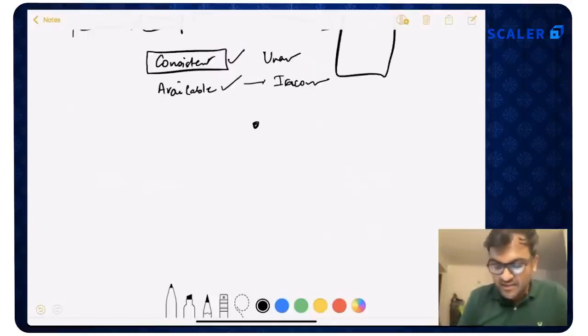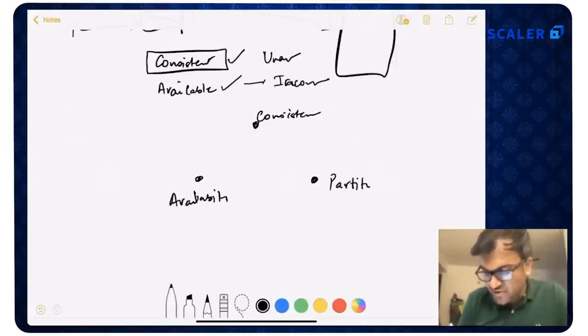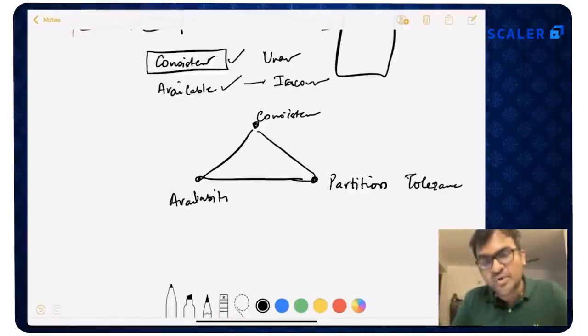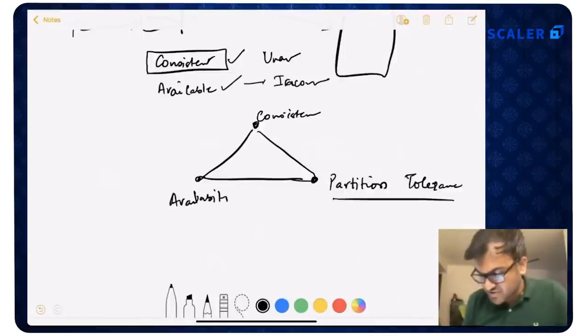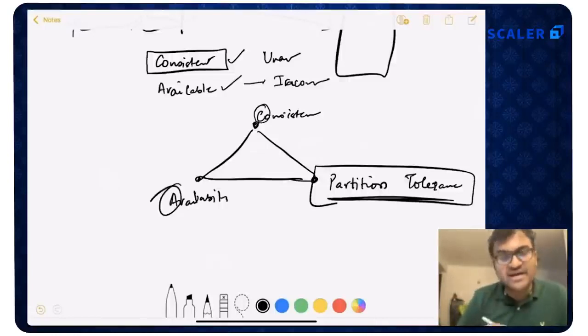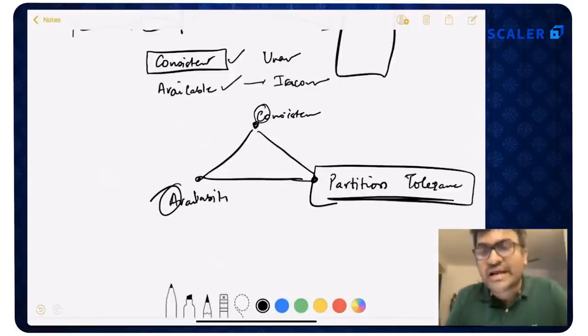CAP theorem says that if you have consistency, availability, and partition tolerance, then at a time you can only guarantee 2 out of these. You can't promise all 3 at the same time, which means when this network partition happens, I would have to choose between consistency and availability. I can't have both. That's the CAP theorem.